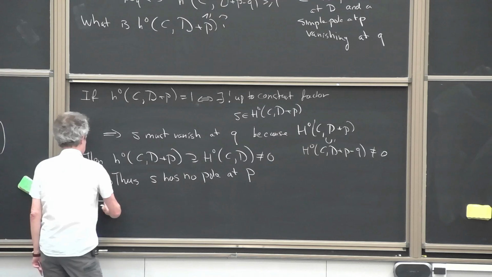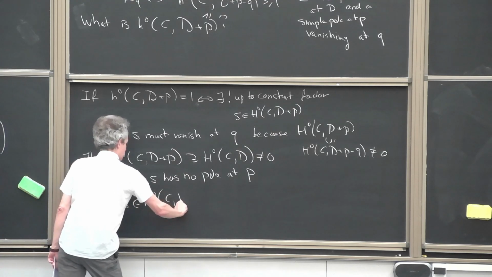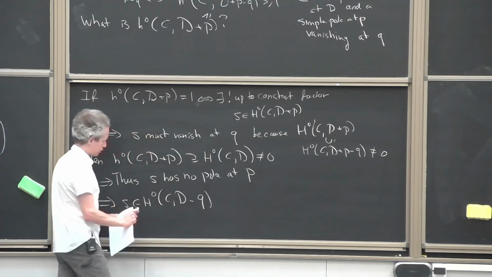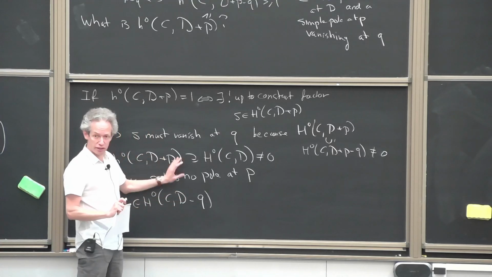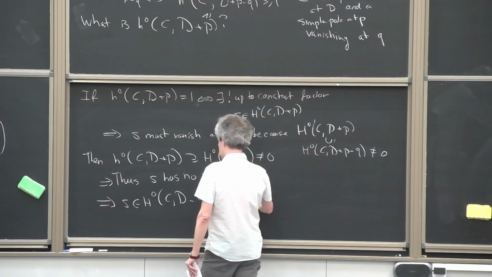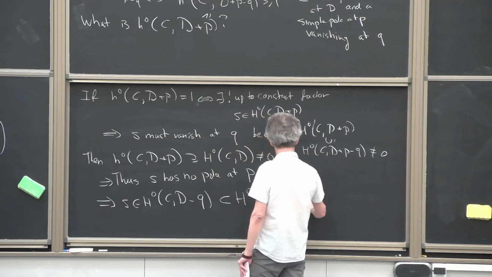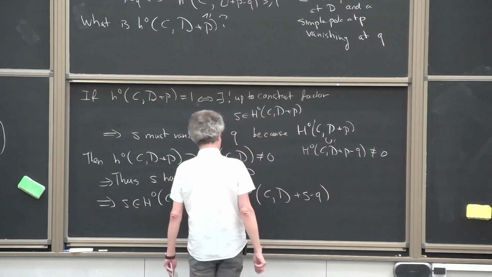So this means that in reality, S is really a section of D minus Q, because it does not have a pole at P, and it does have a zero at Q. But this is, of course, contained in C, D, which one did I use here? S minus Q. Okay?